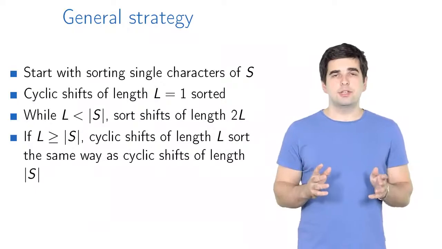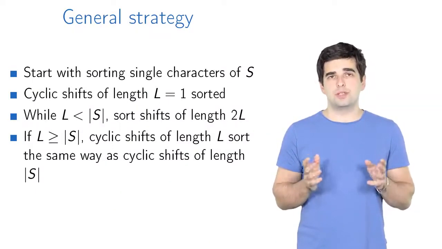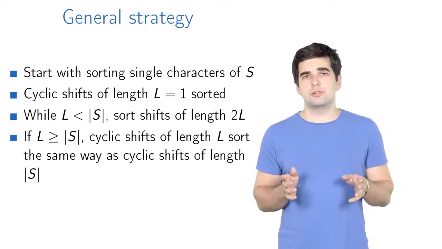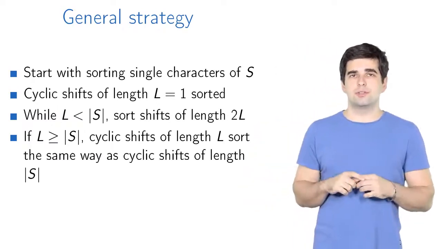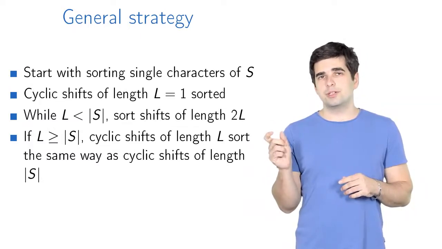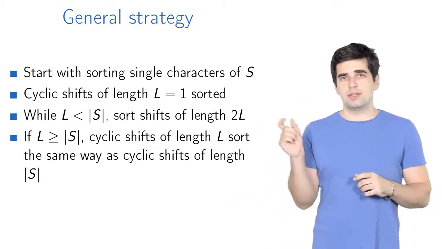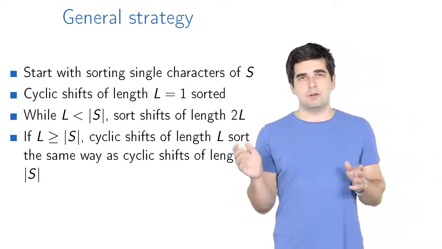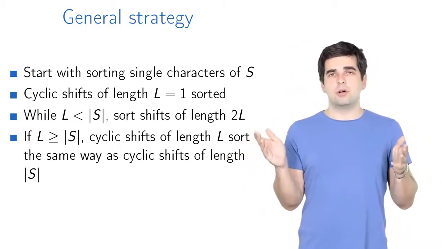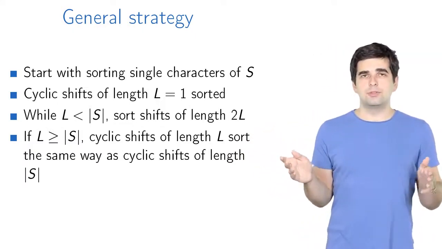So the general strategy for constructing a suffix array of the string S is we start with a simple task. We sort all the single characters of the string S. And those single characters are actually partial cyclic shifts of length 1. So we assign L to 1, and now we have our base. We have sorted all the cyclic shifts of length L. And then we will do iterations.